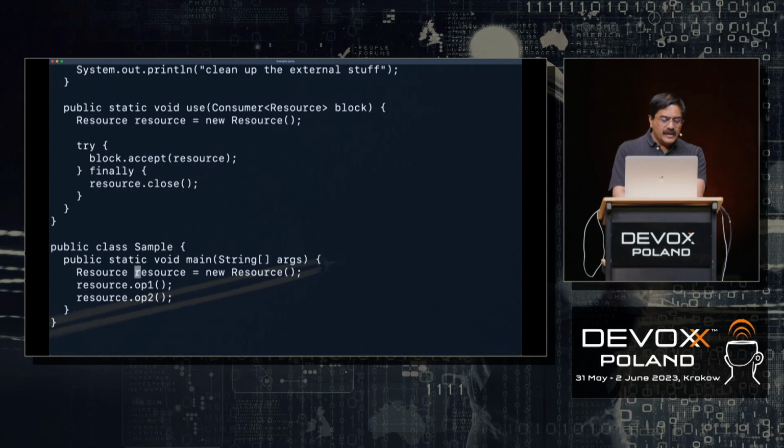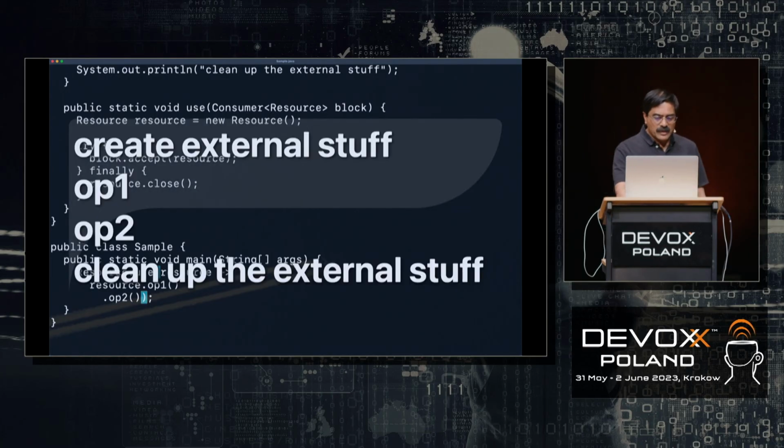So the benefit of this is you can simply use the use method right now, receive a resource like so, and then now you can say resource.op1, and you can call resource.op2 on it. And then, of course, when you're done with it, you could simply close that particular section.